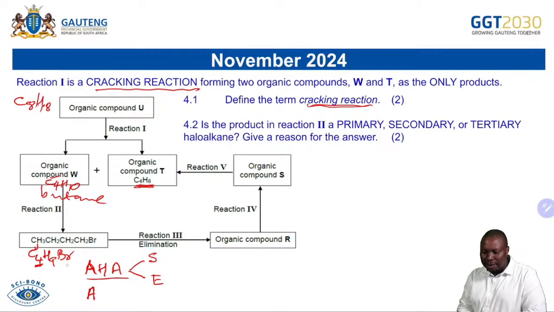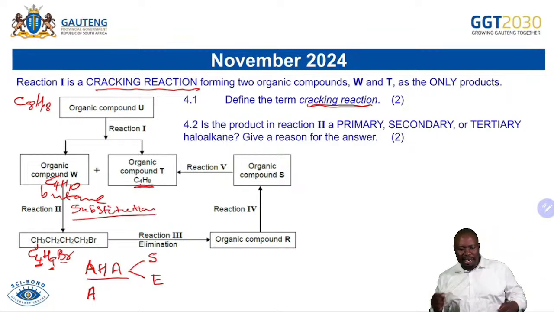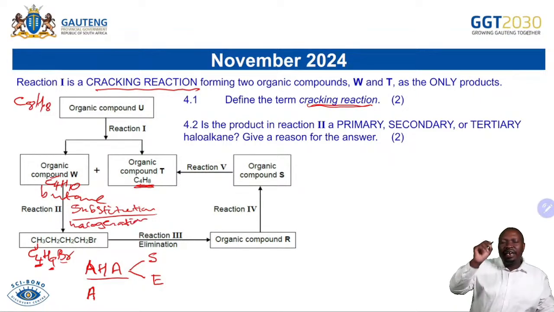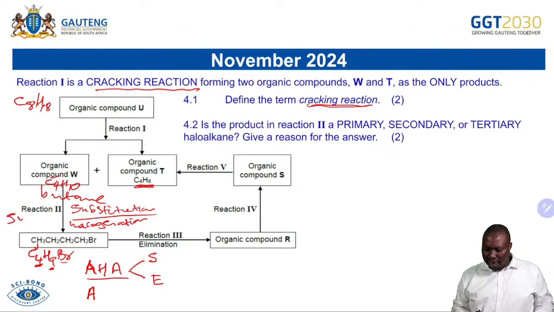But when you look at the product of reaction 2, we now have 9, which means we have replaced 1 hydrogen with a Br. Which reaction replaces? It is substitution. So you are able to see that this must be a substitution reaction. And what type of substitution? It was halogenation. And ask yourself, what is the reaction condition for this type of halogenation where we are using Br2 or Cl2? We said UV, we said sunlight. Sunlight is a reaction condition for this reaction.